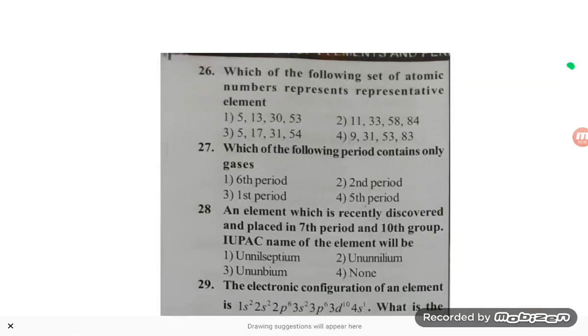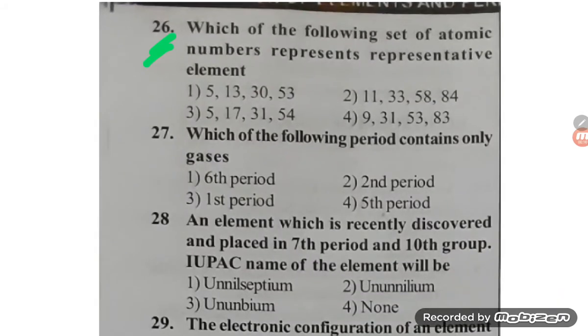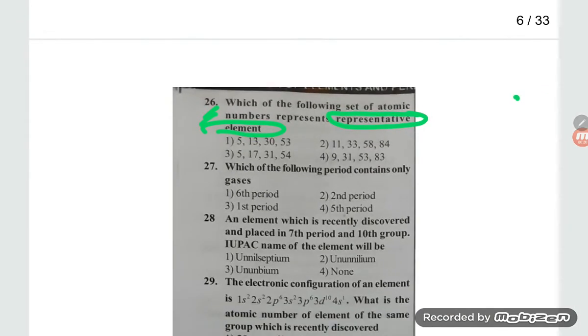Now let us see the last 25 more questions on the periodic table. Question number 26. What is the question saying, student? Which of the following sets of atomic numbers represents the representative elements? To answer this, we should note what the representative elements are, student. Then only you will be able to answer.